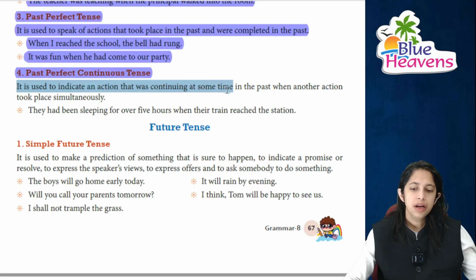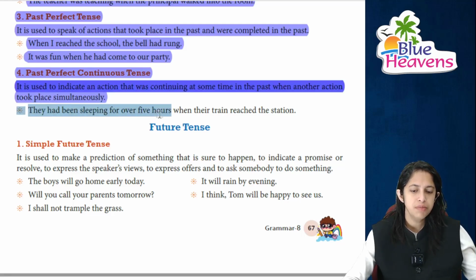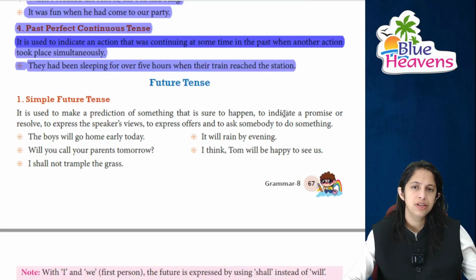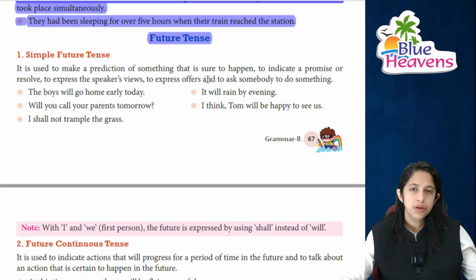It is used to indicate an action that was continuing, continue चल रहा है, sometimes in the past when another action took place simultaneously, उसके साथ चले. They had been sleeping for 4 hours, or you can say for 5 hours, when their train reached the station. Moving on to the next is future.